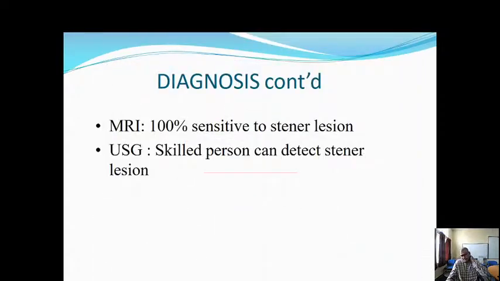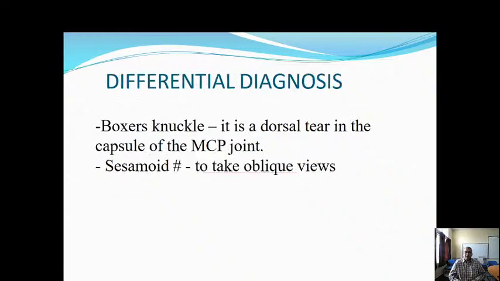So for diagnosis, MRI is 100% sensitive for Stener lesion. Ultrasound, if done by a skilled person, can detect a Stener lesion. Differential diagnosis is Boxer's knuckle. It is a dorsal tear in the capsule of the metacarpophalangeal joint, and one more thing is sesamoid fracture.